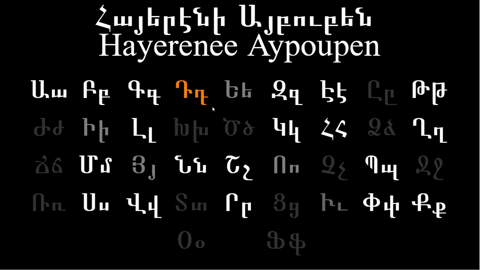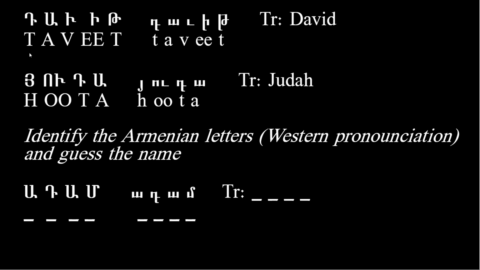And we will start with the fourth letter of the alphabet. So here we have the name Tavit. Tavit, which in English is David. Here we have the name Huta. Huta, which translates to Judah. Now identify the Armenian letters using Western pronunciation and guess this name.